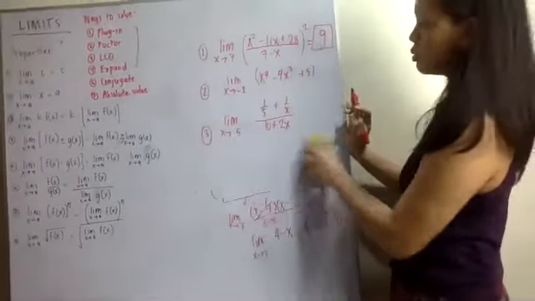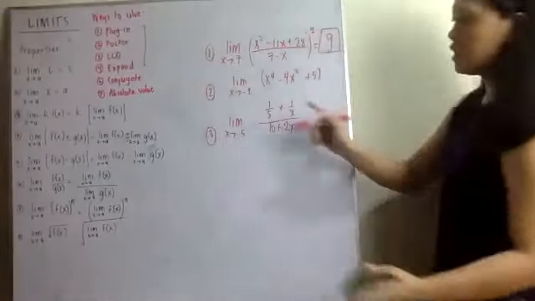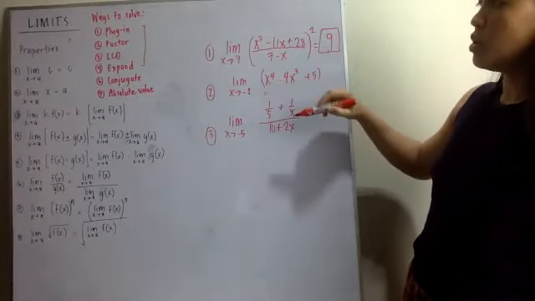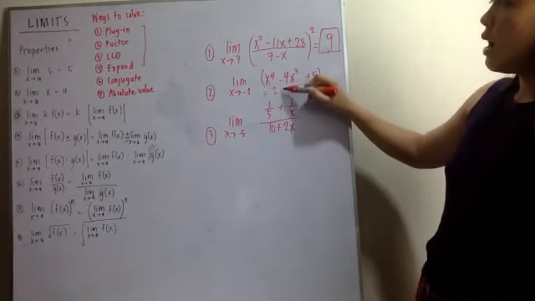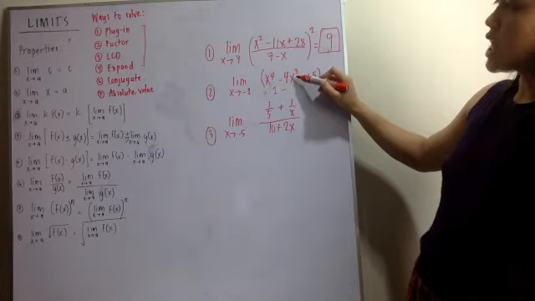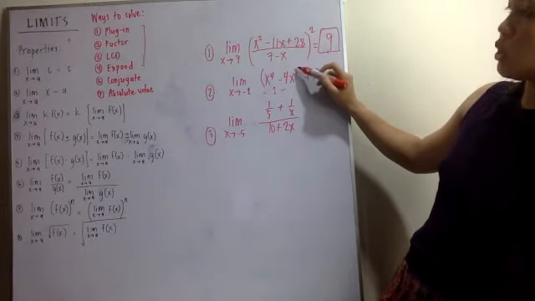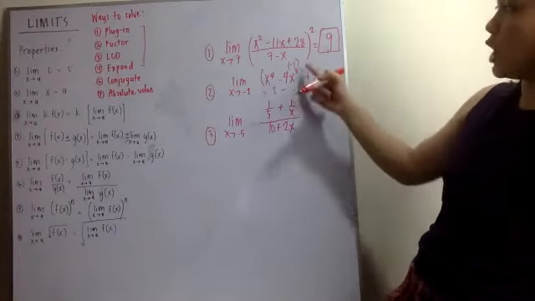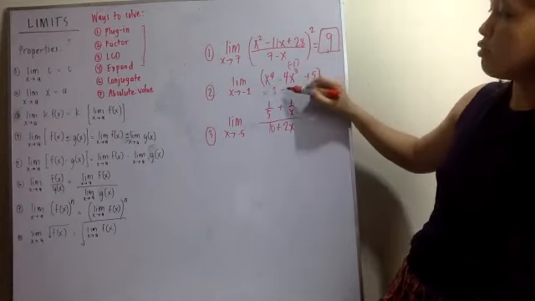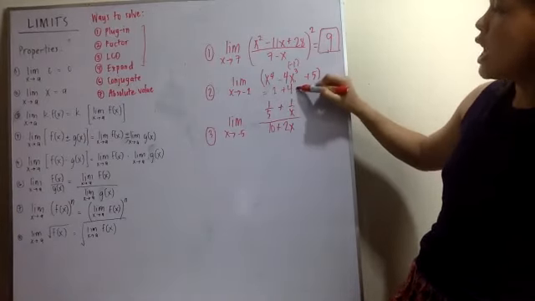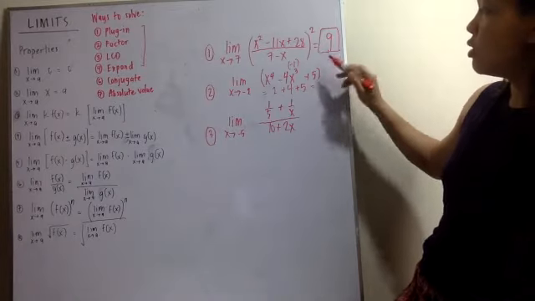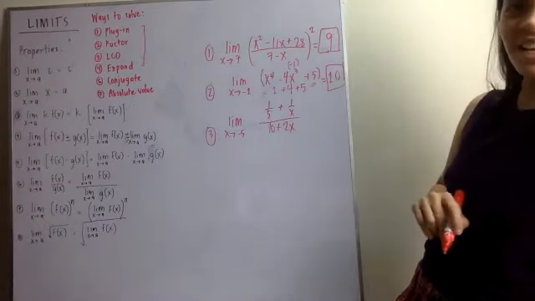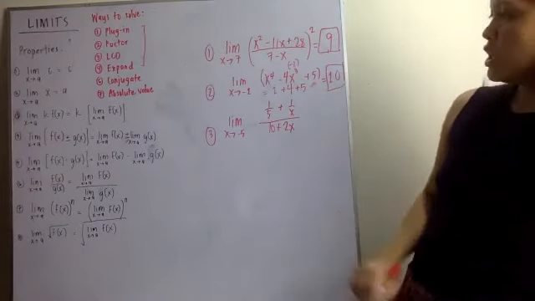Okay, how about number 2? Just plug in directly. Negative 1 raised to 4 is equal to 1. Minus 4 times negative 1 cubed. Negative 1 cubed is equal to negative 1, right? Negative 1 times negative 1 times negative 1 is negative 1. So negative 1 times negative 4 becomes positive 4. Plus 5 is equal to 10. Got it? Okay, this is 10.